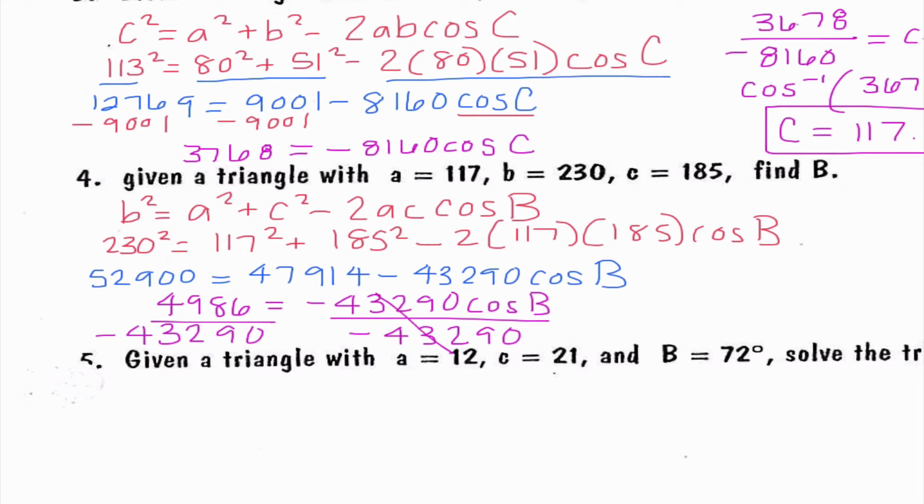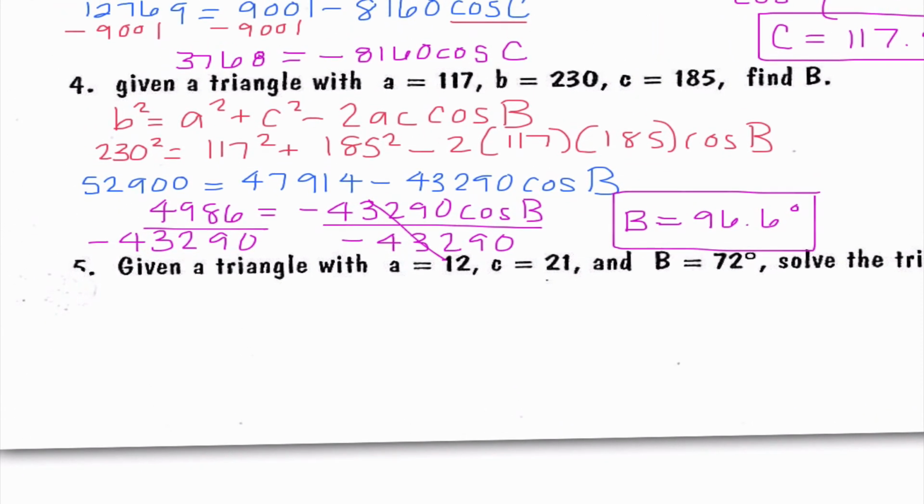And I'm going to do cosine inverse in my calculator. And I'm doing 4986 divided by negative 43290. And I get that angle B is 96.6 degrees. And once again, that would make sense that angle B is the biggest angle because I can see from those three sides that side B is the biggest.